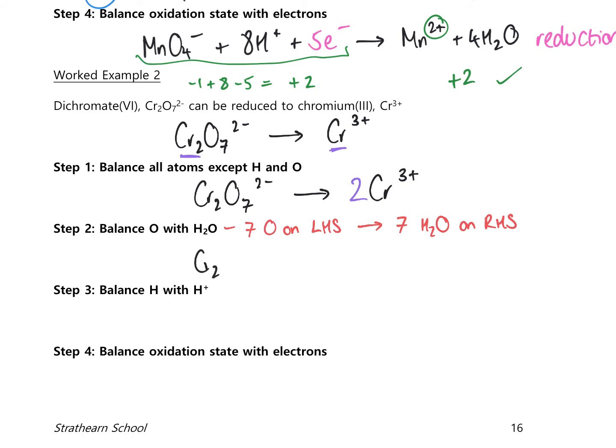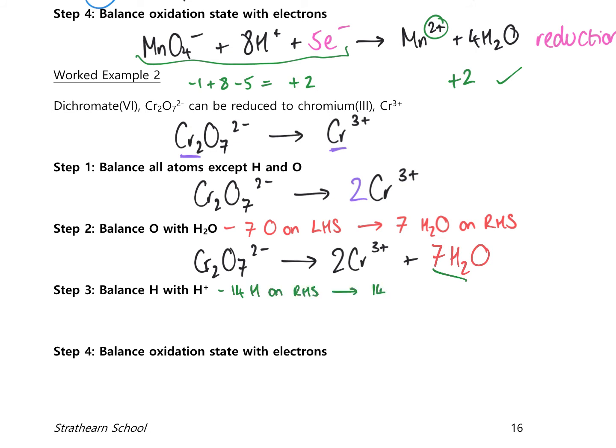So that becomes Cr2O7 2- becoming 2Cr3+ plus 7 H2O on the right hand side. That's our oxygen now balanced, but we have now introduced hydrogen into our equation. And so we can see, if you count the total hydrogens on the right hand side, we have 14 hydrogens on the right hand side.